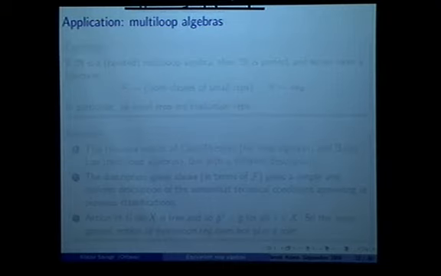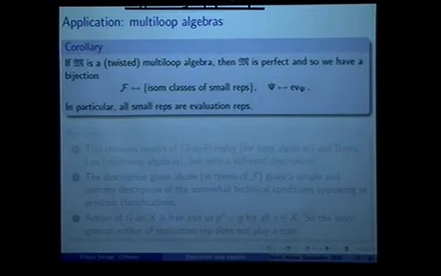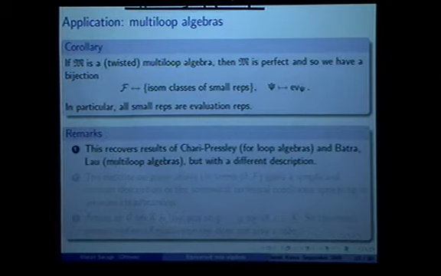So now remember, multiloop algebras were an example of the equivariant map algebras. If we have a twisted multiloop algebra, it turns out you can show that this equivariant map algebra is a perfect Lie algebra. And so all the small representations are evaluation representations, and we have this classification of all the small representations by this set F. So this classification was known already in a different form. What we recover here is some results of Chari and Presley for loop algebras, and more recently of Batra and Lau for multi-loop algebras. But our description is slightly different.